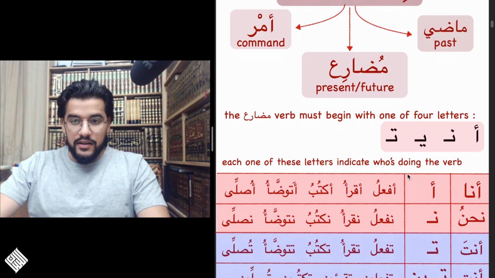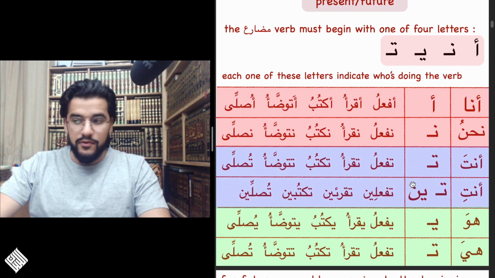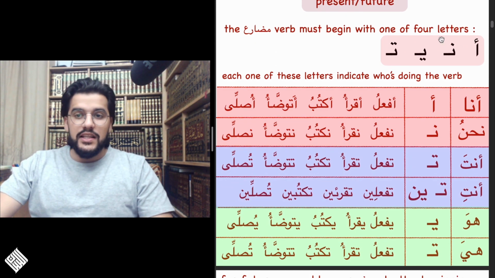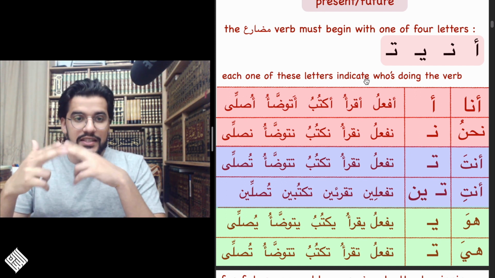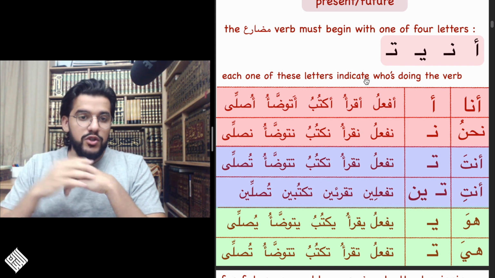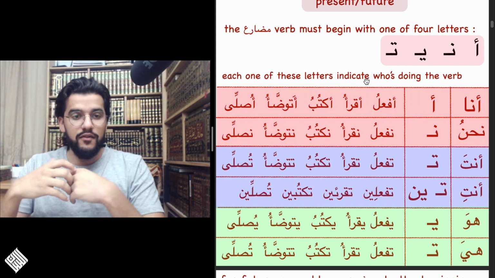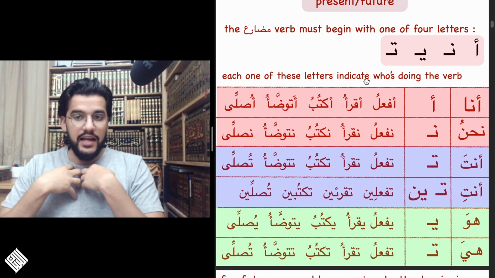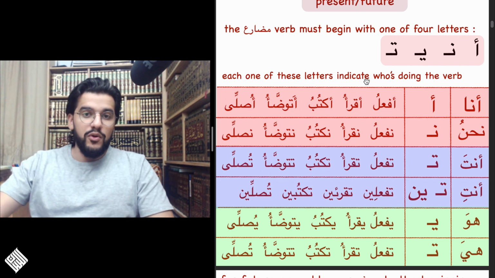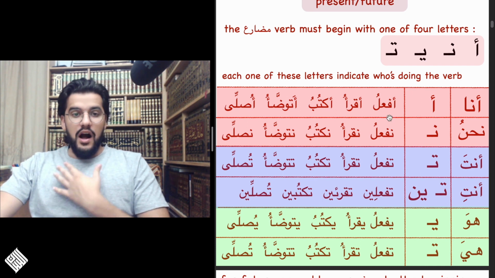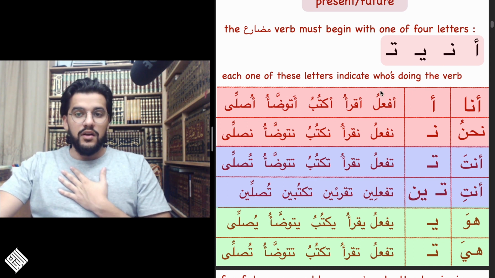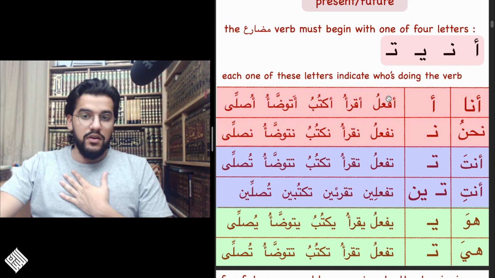Alright, so if we scroll down a little bit here, I made a table for you, right? So we said these letters differ or switch depending on who's doing the verb. So if the doer of the verb is I, is أنا, then the present verb or the مضارع must begin with the hamza, with an alif. Alright? So if I'm saying I do, then I say أفعل.